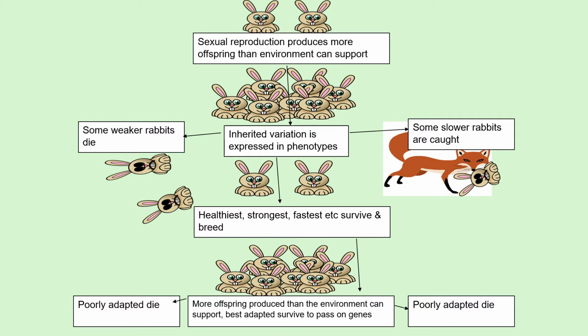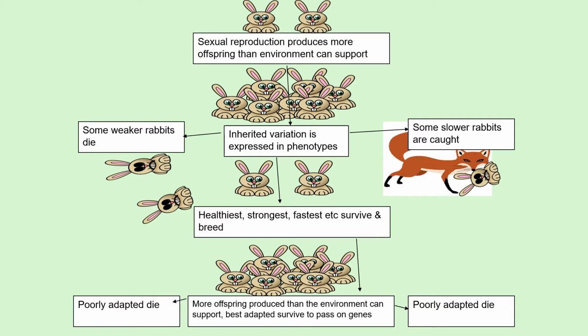And then we have the same again, so more offspring produced than the environment can support. The best adapted survive and pass on their genes, so poorly adapted die, and only the strongest will survive, which is natural selection. So make sure you understand the process of natural selection before you move on to the next part of the video.